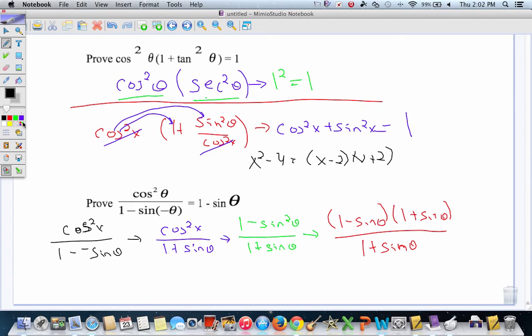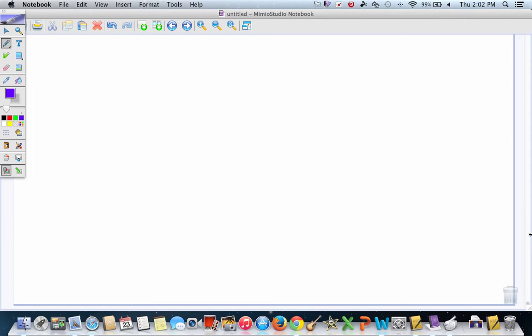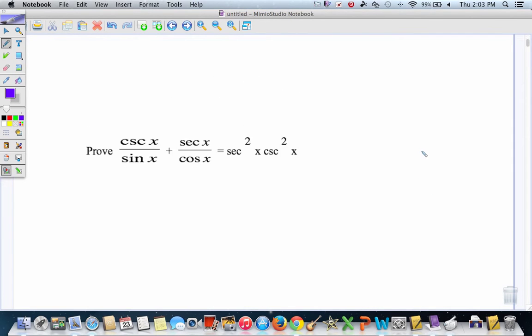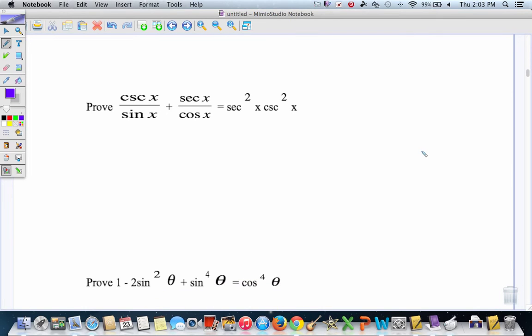And then you can see, at least I hope you can see, that the 1 plus signs will cancel, and we're left with 1 minus sine, which is what we were trying to get to when we started the problem. So there again, using our identities along with our algebra skills to go ahead and simplify or prove one side equal to another one. Moving on, we have a couple more that we can do here as practice.